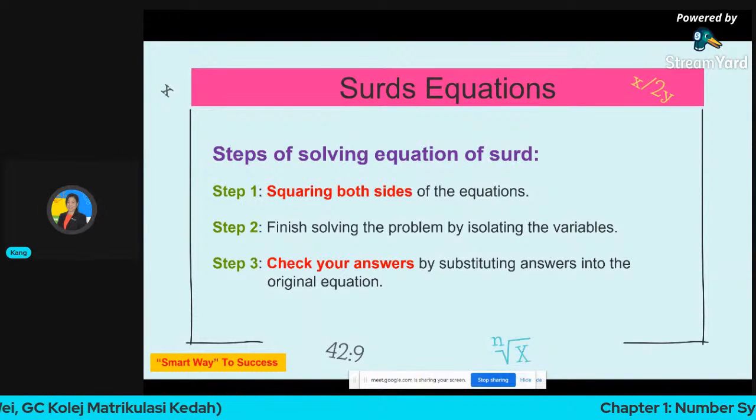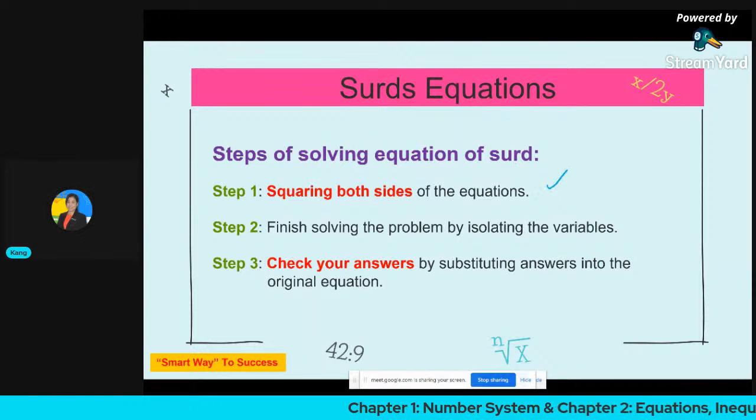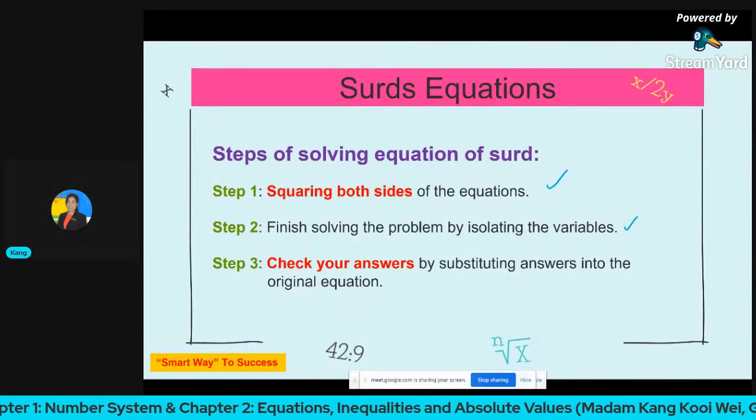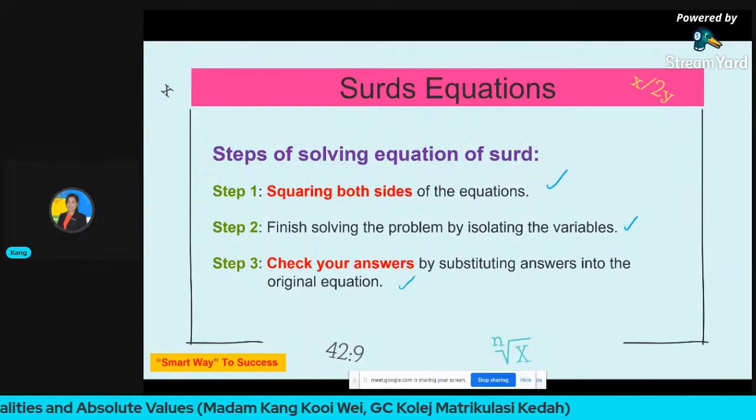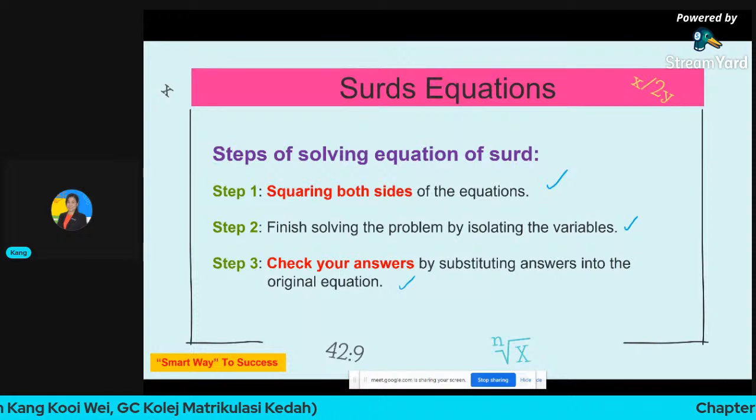For the step number 1, we need to squaring the both sides of the equation. After that, we finish solving the problem by isolating the variables to find the x. Then we need to check the answer by substituting the answer into the original equation. Only involve these 3 steps. Okay, you just need to remember it.